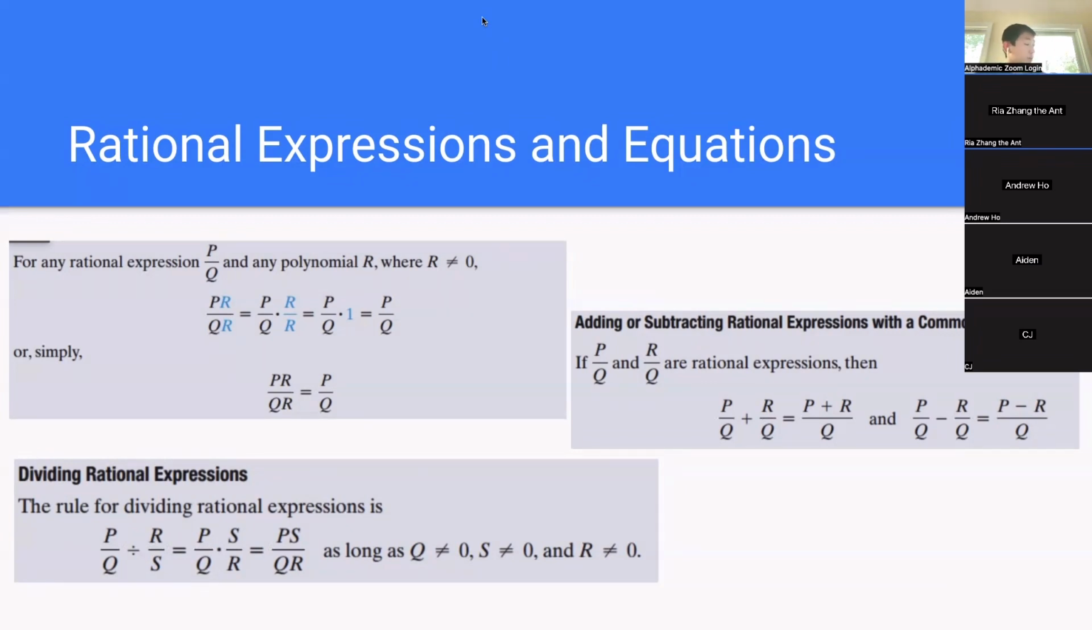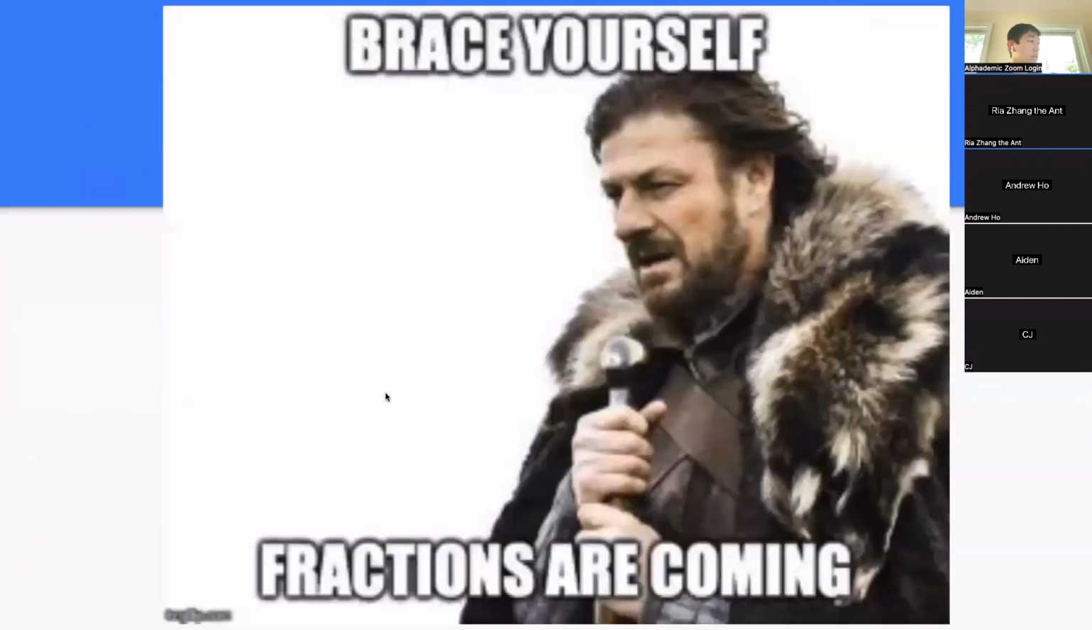And then just for dividing rational expressions, when you're dividing, you have to take the reciprocal of the second fraction or the second expression. In other words, just flip it around. Make the denominator the numerator and the numerator the denominator. And then you just multiply and you get your answer. So pretty much review. And then let's see, next slide.